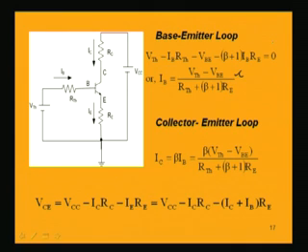Once we know IB, we can find IC. IC is equal to beta times IB, so beta times this whole expression. And what is the collector to emitter voltage VCE? Again we go by this loop and apply KVL: VCC minus IC into RC minus this drop, which is IE into RE, is equal to VCE.